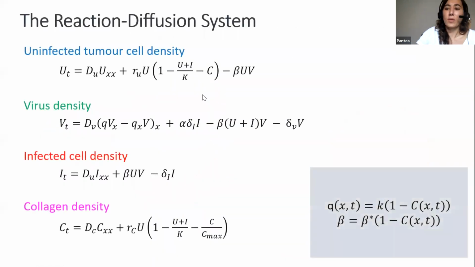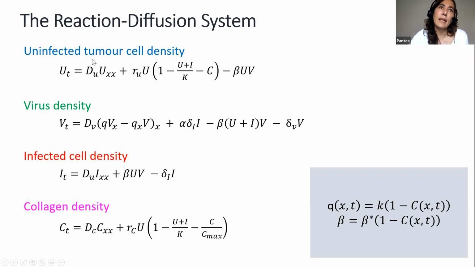Now, there are many ways that models like this can be formulated, but in this case, we have these uninfected tumor cells. They have a diffusion rate, just a normal standard Fickian diffusion rate, and we have growth. The growth is logistic and does depend on the density of uninfected cells and infected cells. But the growth is also suppressed by collagen in this model.